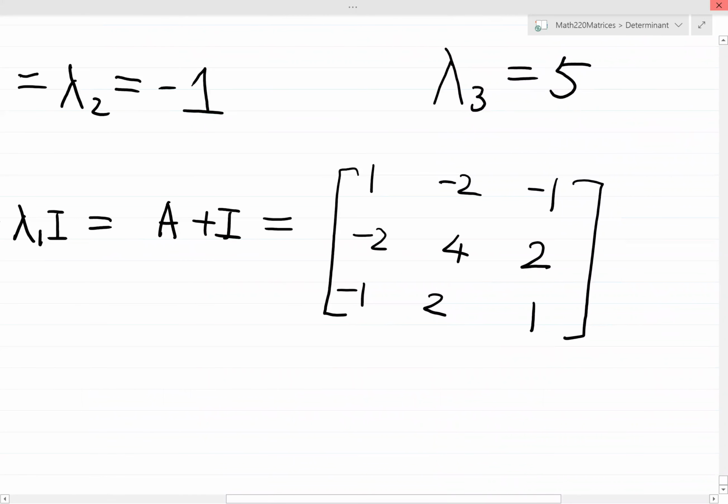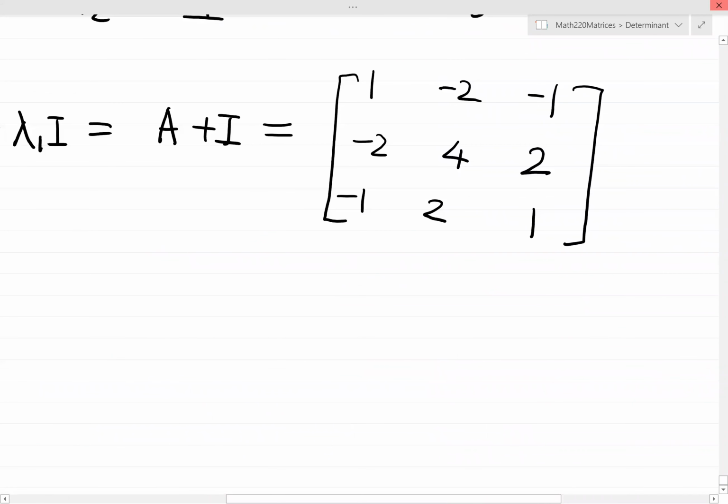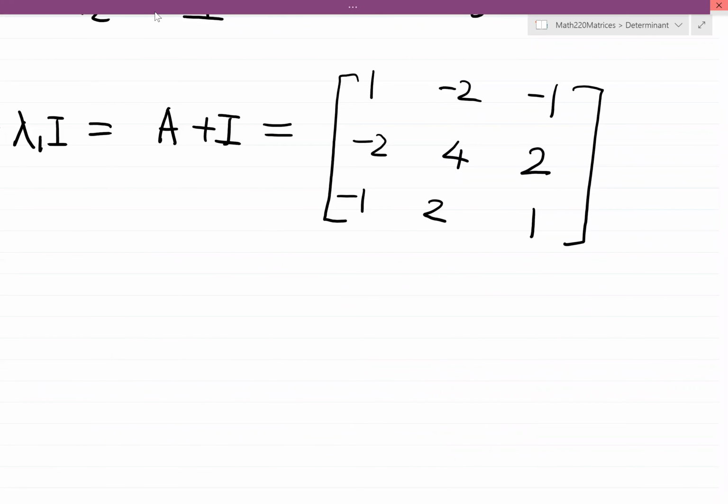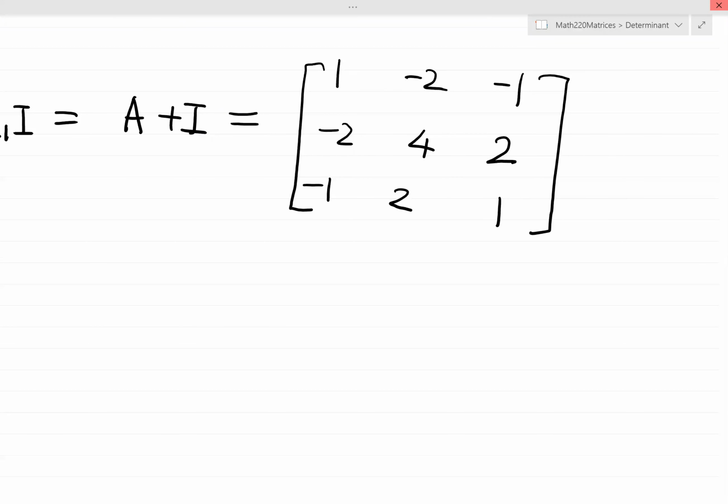Okay, now we want to find a vector in the null space. Remember, the null space does not change if we do elementary row operations. That is, we can multiply a row by a non-zero scalar, we can swap two rows, and we can add a multiple of another row to a row. We do row operations to make it upper triangular, to find its null space.